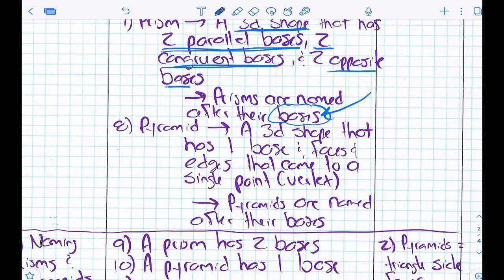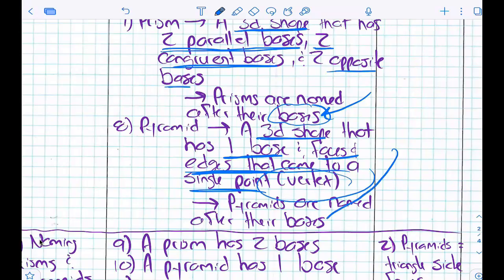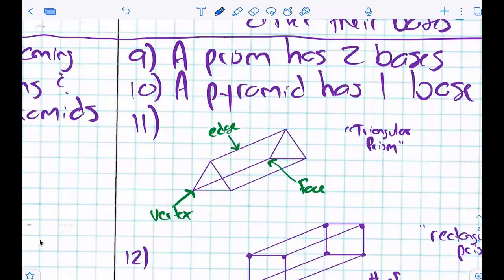Okay. Pyramid. Now there's 3 parts to a pyramid. A pyramid is a what kind of shape? 3D shape. How many bases does a pyramid have? 1. It only has 1 base, right? And the faces and edges on the side of a pyramid all come to a single point called a vertex. Just like prisms, pyramids are named after their bases. Cool.